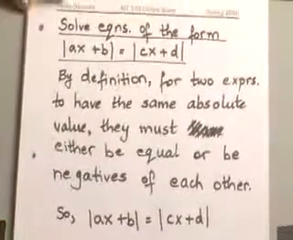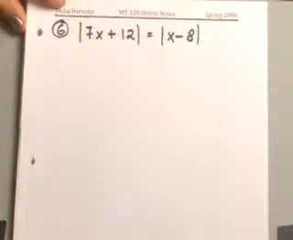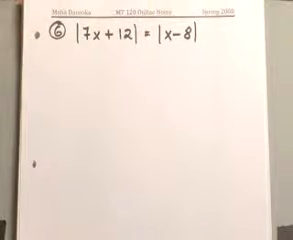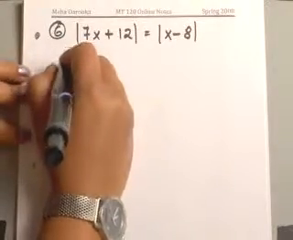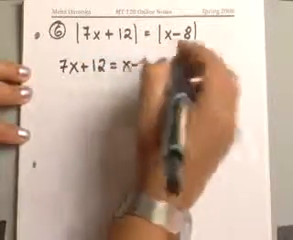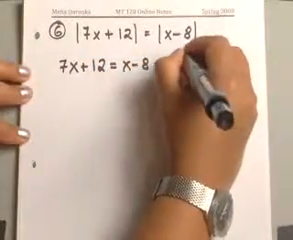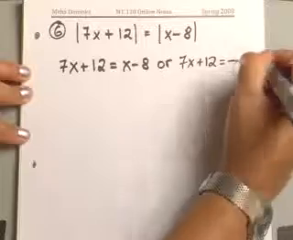Keeping this in mind, let's apply this definition to an example here and see what sort of solutions we come up with. So you have this example here, absolute value of 7x plus 12 equals the absolute value of x minus 8. So again, we're saying that either these two expressions should be equal to one another. So you should have 7x plus 12 equals x minus 8, or 7x plus 12 equals the negative of x minus 8.